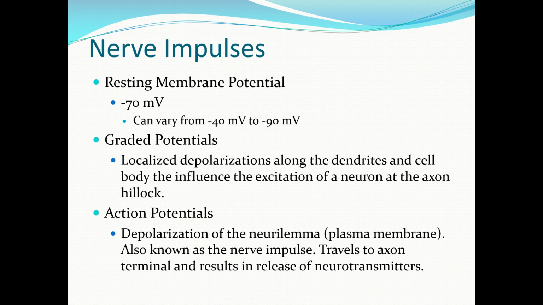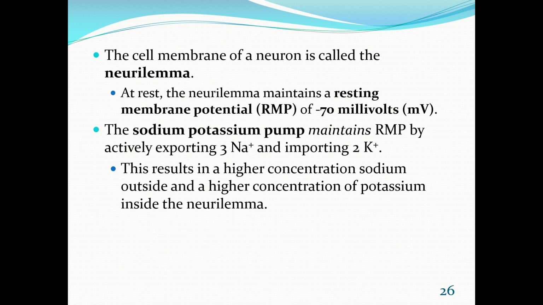So if the graded potential is excitatory enough that it reaches that threshold, an action potential will occur, and that's the depolarization of the neurolemma. And that neurolemma is the plasma membrane of a neuron. And this is what is known as the nerve impulse, that action potential. It travels all the way down the axon, away from the cell body towards the axon terminal. And this is what results in the release of neurotransmitters.